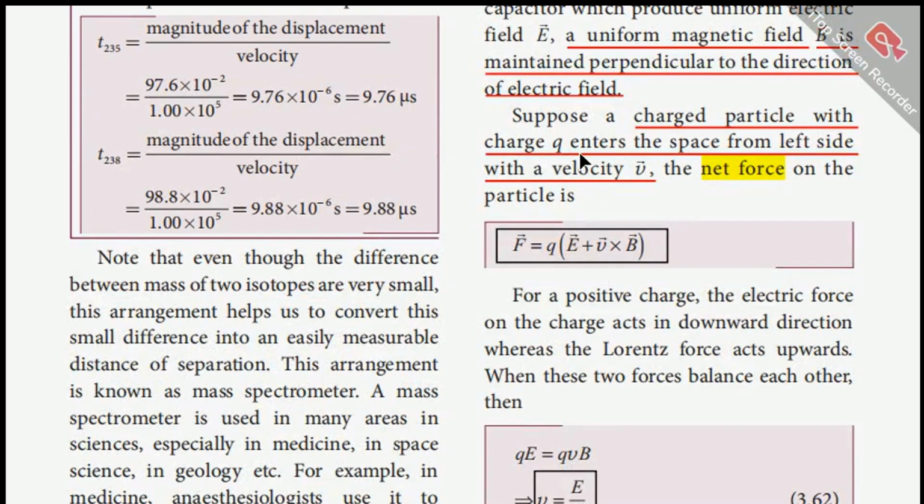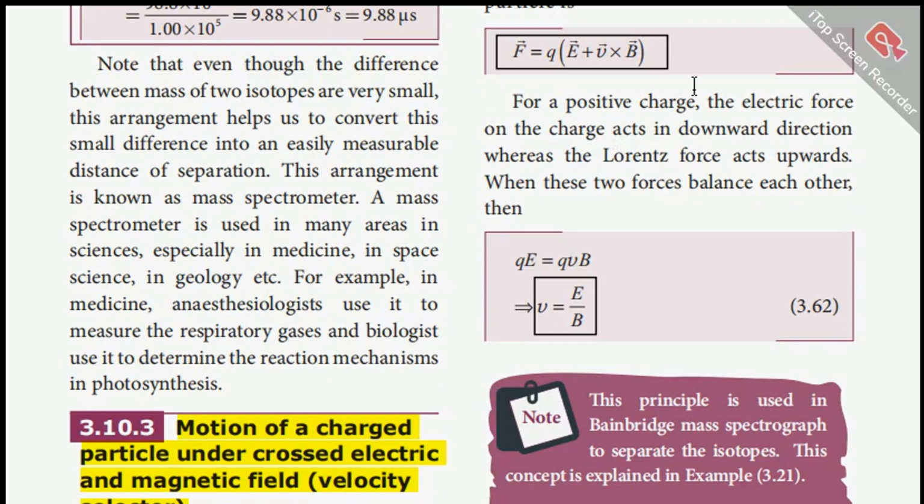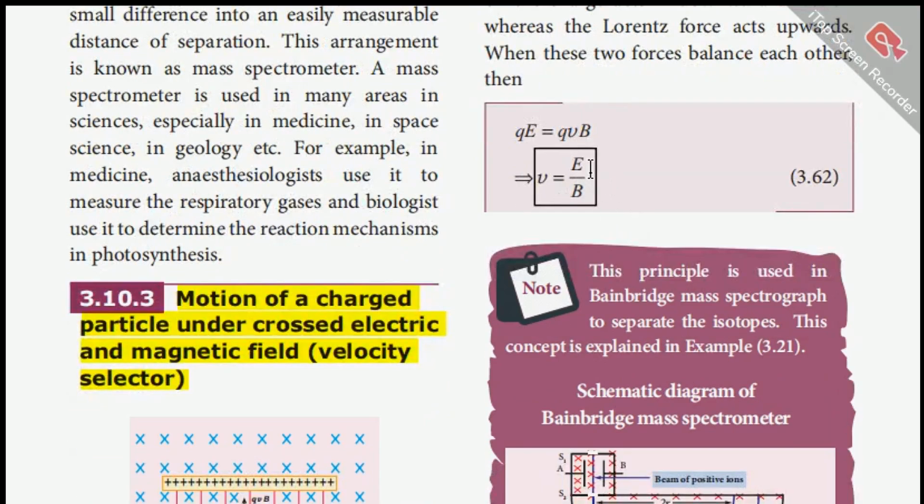Suppose a charged particle with charge q enters the space from the left side with a velocity v, then the net force on the particle is given by F equals q into E plus v cross B. For a positive charge, the electric force on the charge acts in the downward direction, whereas the Lorentz force acts upwards. When these two forces balance each other, v equals E by B, as the force due to the electric field is qE, and the force due to the magnetic field is qvB. If they are equal to each other, we get the velocity as the ratio of the electric field to the magnetic field.